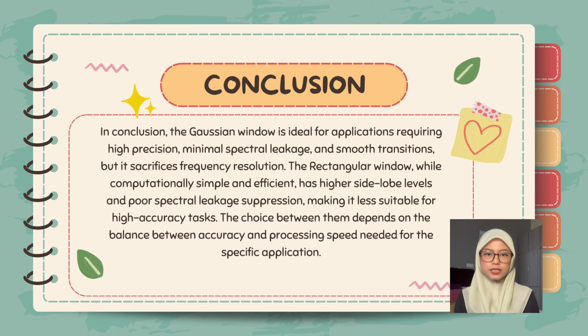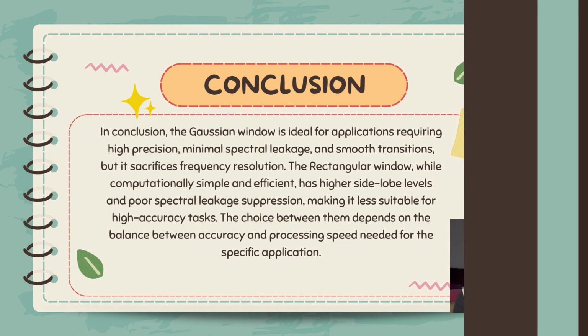In conclusion, the Gaussian window is ideal for applications requiring high precision, minimal spectral leakage, and smooth transitions, but it sacrifices frequency resolution. The rectangular window, while computationally simple and efficient, has higher side lobe levels and poor spectral decay suppression, making it less suitable for high accuracy tasks. The choice between them depends on the balance between accuracy and processing speed needed for the specific application.